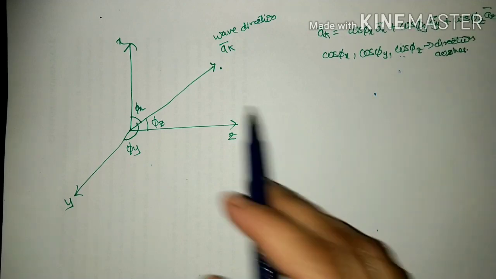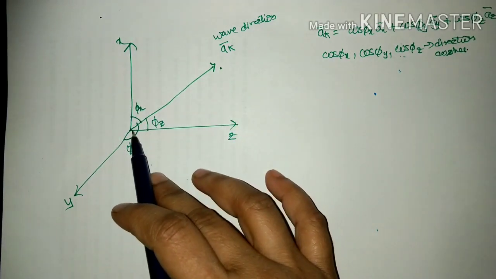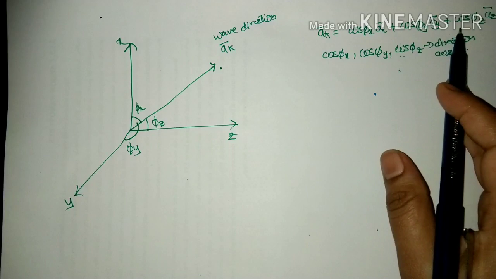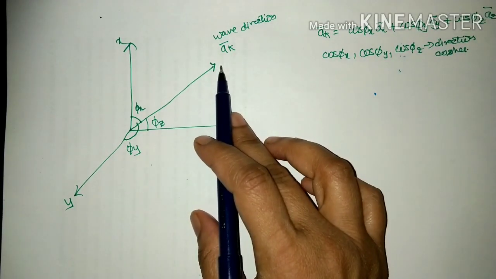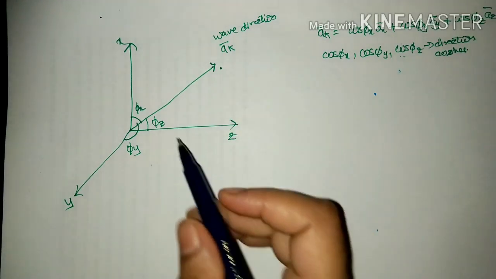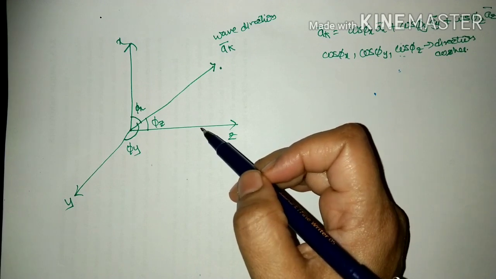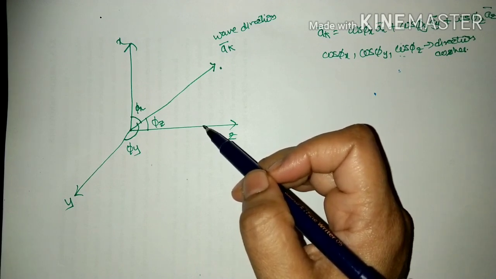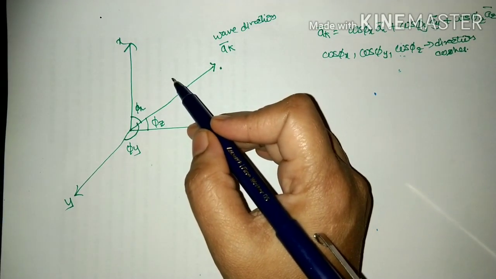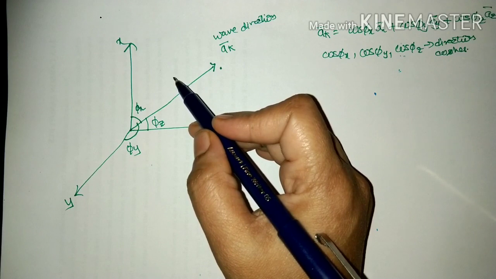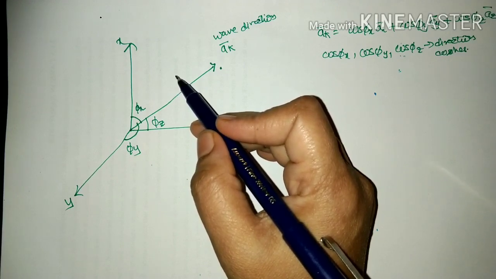So if you know the angles made by the vector with all the axes, then you can represent the unit vector along the direction by this expression. So we got the unit vector along this direction, a_k. Now we are trying to represent the wave propagating along this direction. To do that, we should know how the phase is varying as the wave is propagating. So for that, let us consider the constant phase plane. The constant phase plane will be perpendicular to the direction of the wave propagation.